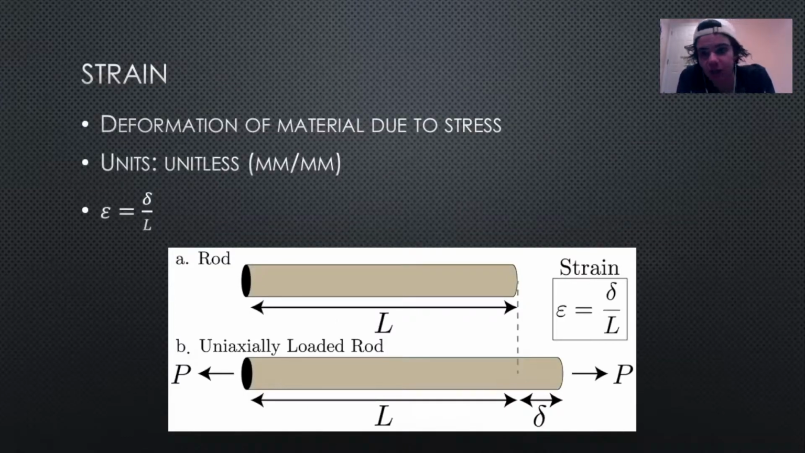Strain is the deformation of a material that is due to stress. So it's basically when you apply a force on some object, how much does the length of the object change? This is unitless, because the change in length, which is going to be millimeters or meters or something, over the total length, which is going to be the same unit, is going to cancel out. And our equation is epsilon equals delta L over L, so the strain is equal to the change in length over length.